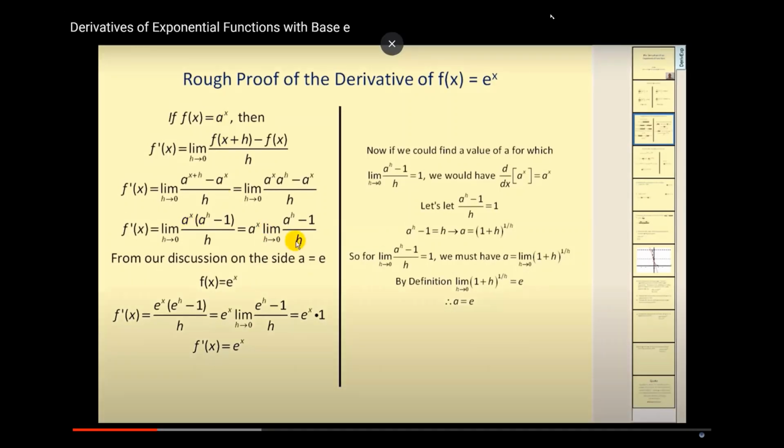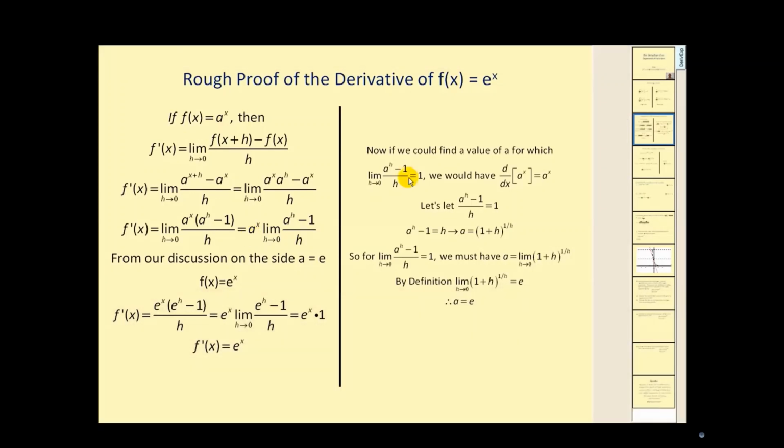And what we're going to argue now is if we knew the value of a that would make this limit equal to 1, then we would have the case where the exponential function is its own derivative. And so what we do is we take that special case over here. What would a have to be in order for this limit to equal 1?